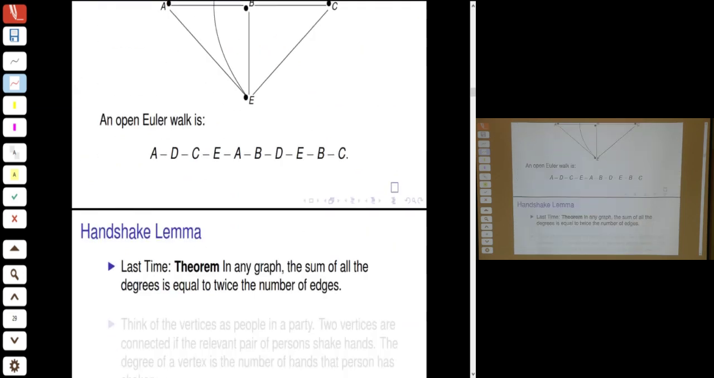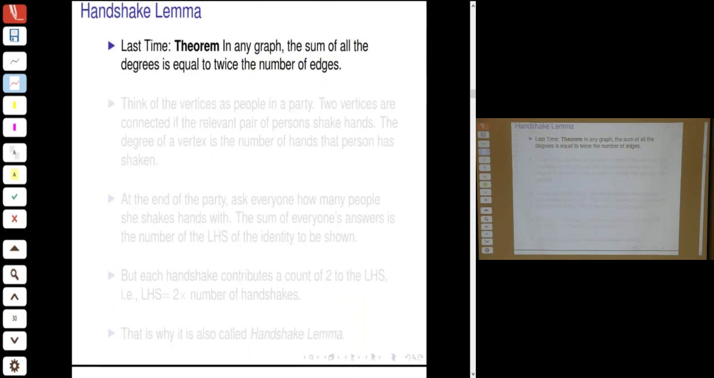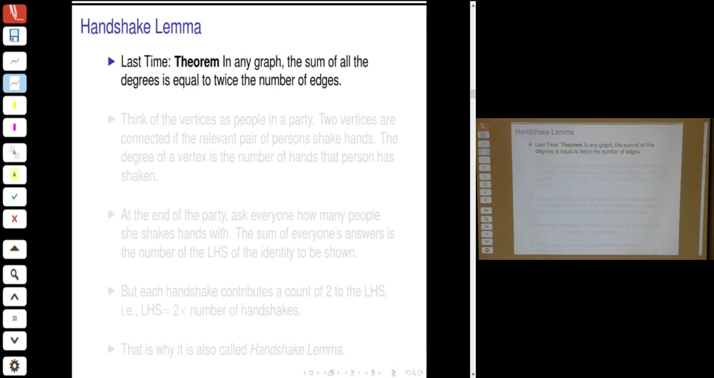So these are the details of the solution that we discussed. Let's now come to the handshake lemma. Last time before the break we discussed the theorem that in any graph the sum of all the degrees is equal to twice the number of edges. So let's go over another avatar of the same result. This is quite an important result actually.